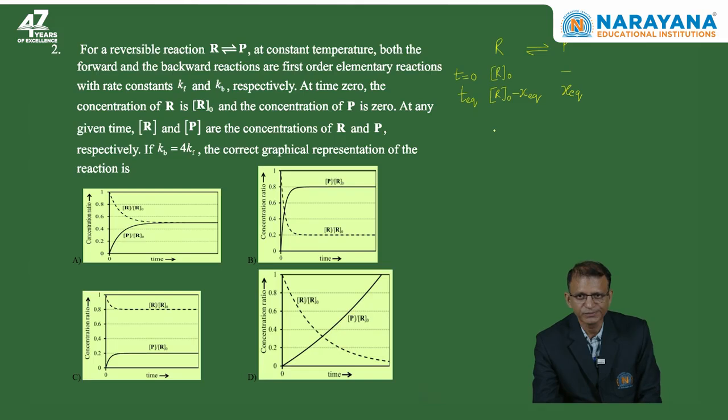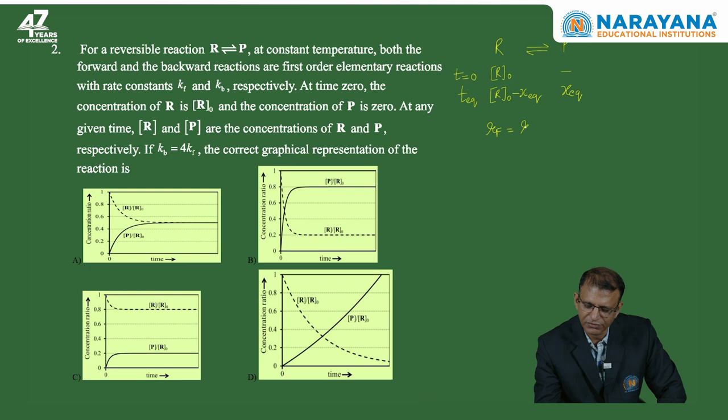So according to the given equation, if I try to write the condition for equilibrium, I can write that the rate of forward reaction is equal to rate of backward reaction. Rate of forward reaction is equal to rate constant of forward reaction times concentration of reactant at equilibrium, which is R naught minus X equilibrium. Rate of backward reaction is rate constant of backward reaction into concentration of product at equilibrium, X equilibrium. According to the given condition, the value of K backward is 4 times K forward.